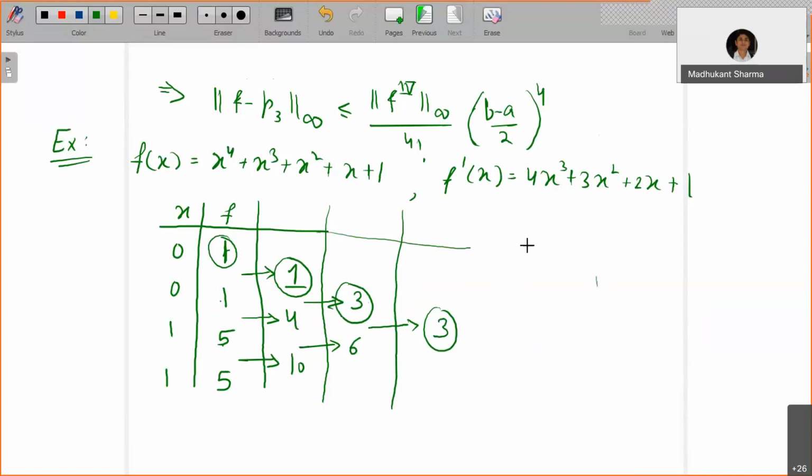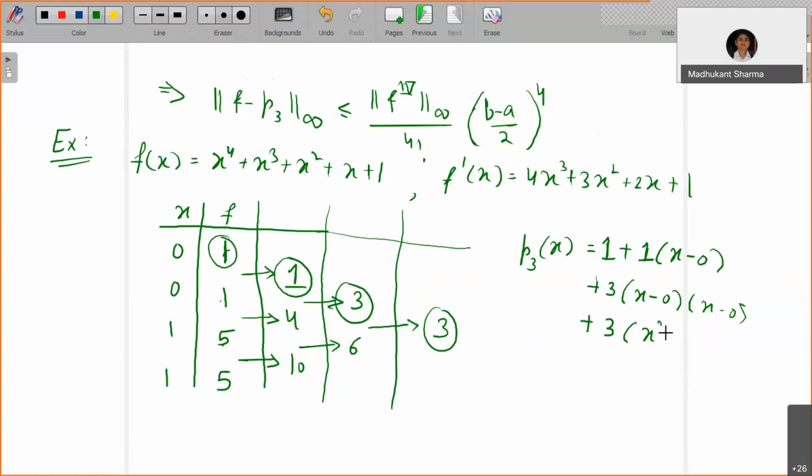And what will be the interpolating polynomial here? So the cubic Hermite interpolating polynomial is equal to f at 0, that is 1, plus f dash at a, that is 1, times x minus a, which is 0, plus the second divided difference, that is 3, times x minus 0 into x minus 0, so x minus a whole square, in other words, plus 3 into x square, times x minus b, so x minus 1.